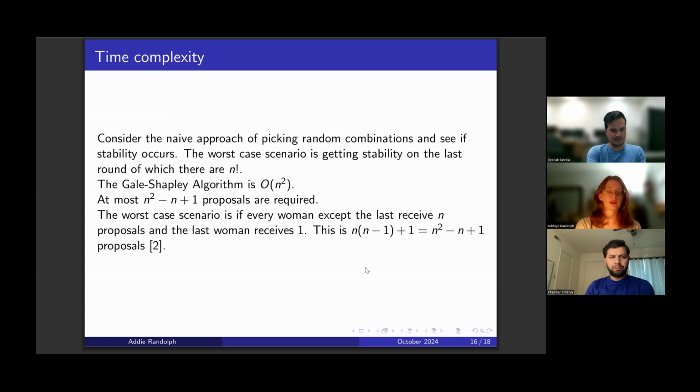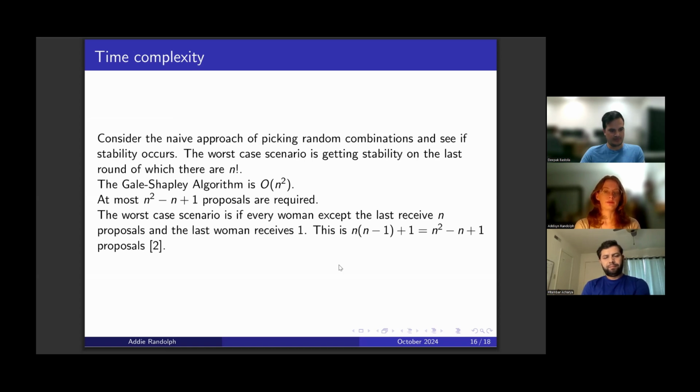So the worst case scenario in this algorithm is if every woman except the last woman receives n proposals, and then the last woman receives one. So if everyone just really dislikes one woman and they keep proposing to all the other women, and then each woman would keep their favorite. So you would start out with n, and then n minus 1, and then n minus 2. You'd have to go all the way down until the last woman receives her proposal. This would be the worst case scenario.